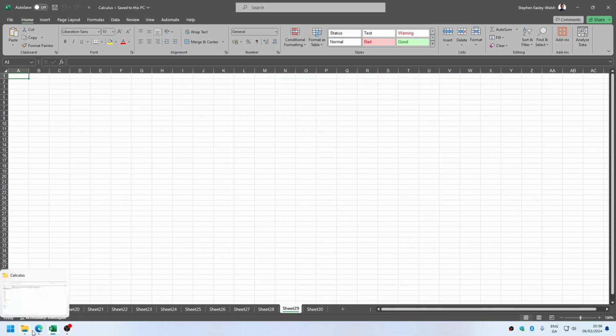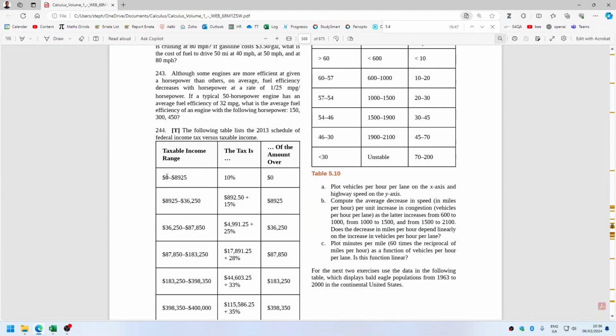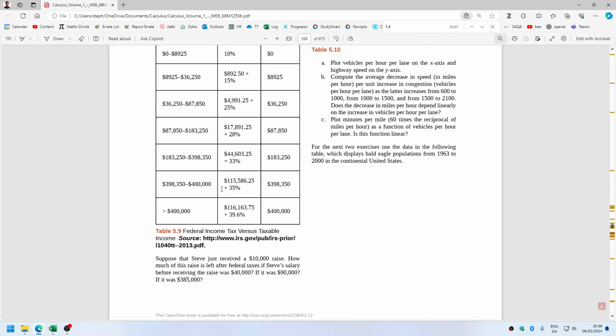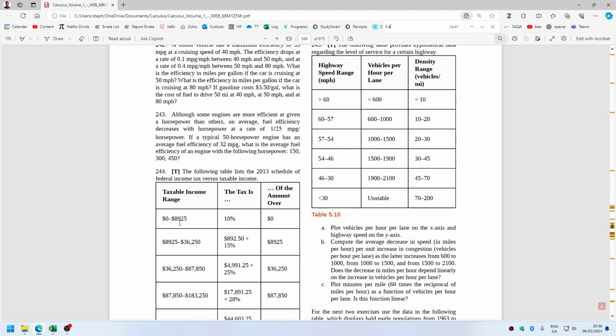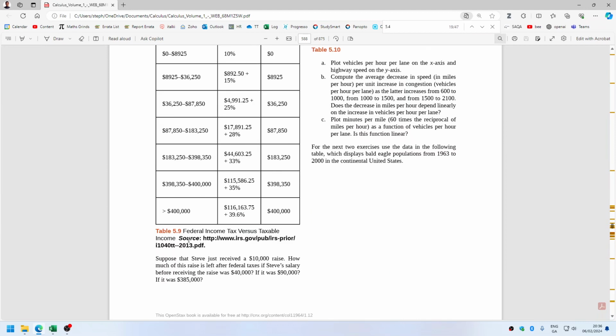Okay, let's have a look here. The following table lists the 2013 schedule of federal income tax versus taxable income. But it doesn't say if these are open or closed. If you're at 8925, which band do you go into? Let's see what the question is.